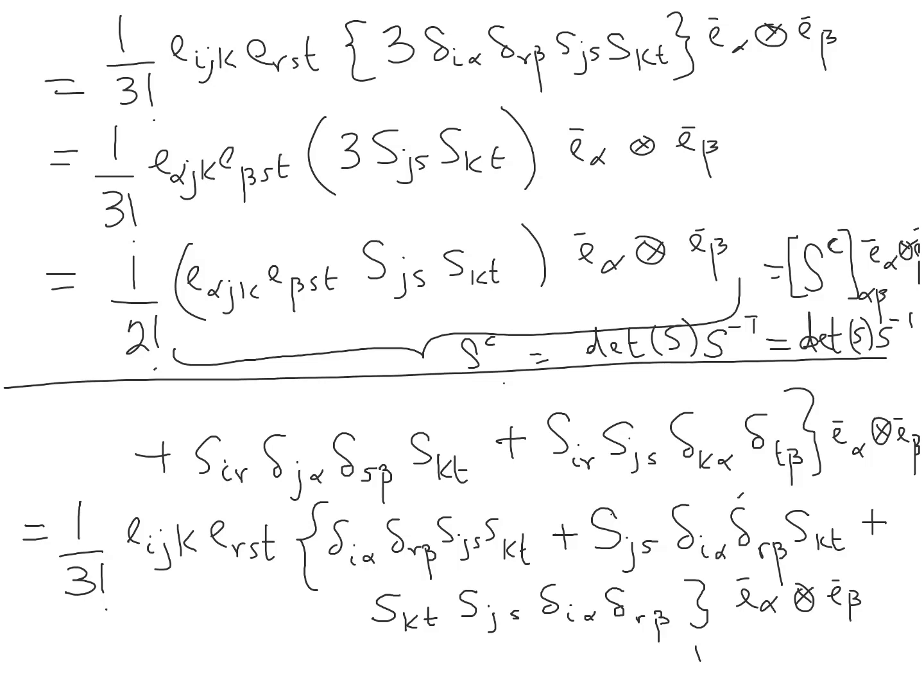Slide 28. Please everybody note that the alternating symbol, the indices there, is not correct. It's not E_IJK, E_RST, it's E_alpha JK, E_beta ST. So when you are going through it again, note that. Slide 28, everybody. Are we ready?